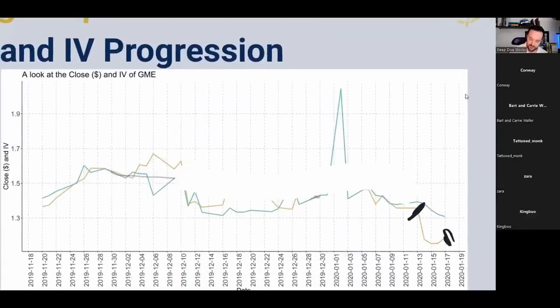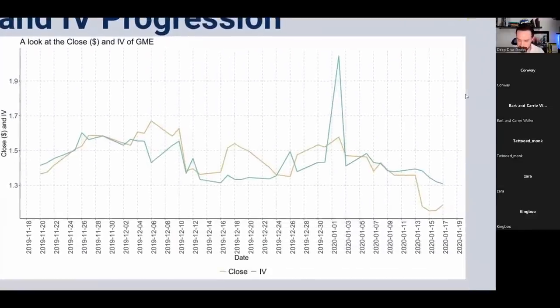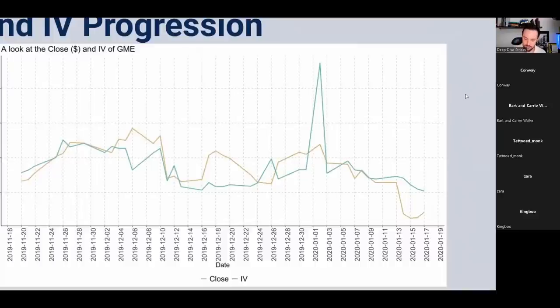And what else is curious about this? Anything else curious? So this is close and the blue line, the teal line is IV. Anything else interesting about King Boo? Yeah, that IV spike. Look at this. It's huge.